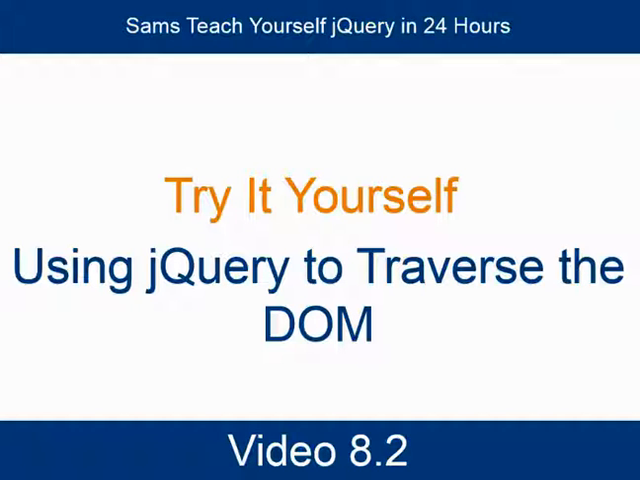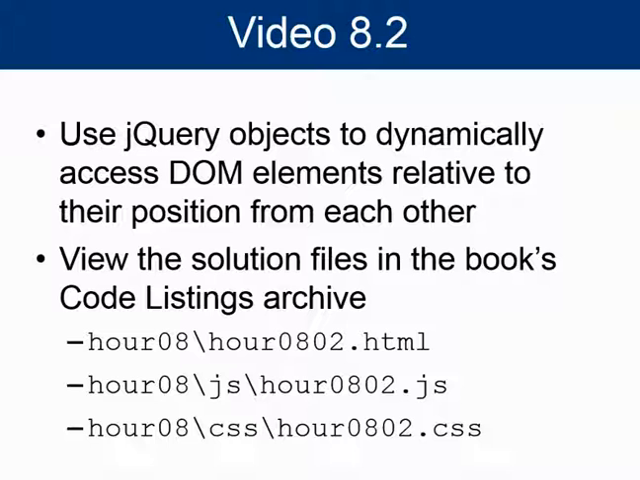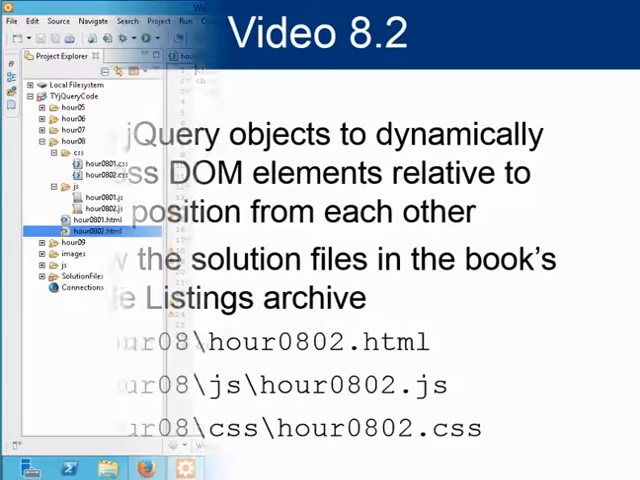Try it yourself, using jQuery to traverse the DOM. In this Try It Yourself exercise, we'll use jQuery objects to dynamically access DOM elements relative to their position from each other. In the Hour 8 folder, you'll find the solution files in the book's Code Listings archive. As usual, we have appropriately named HTML, JS, and CSS files.